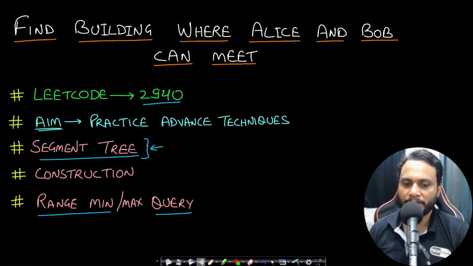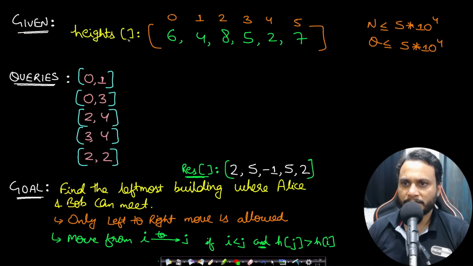Now let's look at an example for better understanding. In this case, let's say that we are given 6 items and we are given a bunch of queries. Our goal is to find the leftmost building where Alice and Bob can meet. The constraints are that only left to right movement is allowed for both Alice and Bob, and a move from i to j can be made if i is on the left-hand side of j, that means i is less than j, and the height at j must be strictly greater than the height at i.